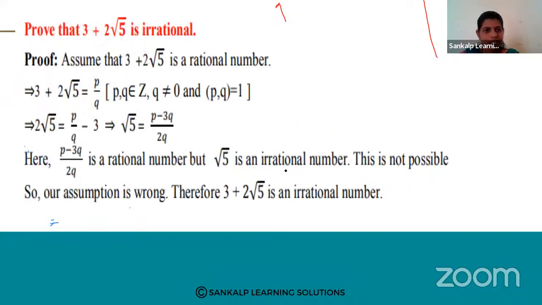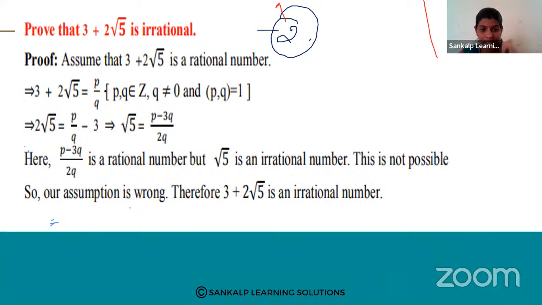Based on this theorem, we are going to expect this type of question: prove that 3 plus 2 root 5 is an irrational number. So this is a very, very simple question. It may be asked for 2 marks. So what are you going to do? First you assume. Same story everywhere. Assume that 3 plus 2 root 5 is a rational number.